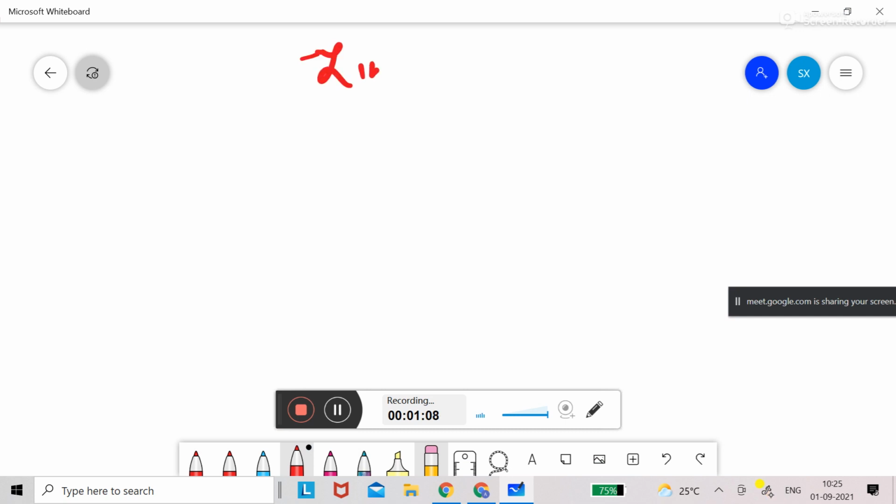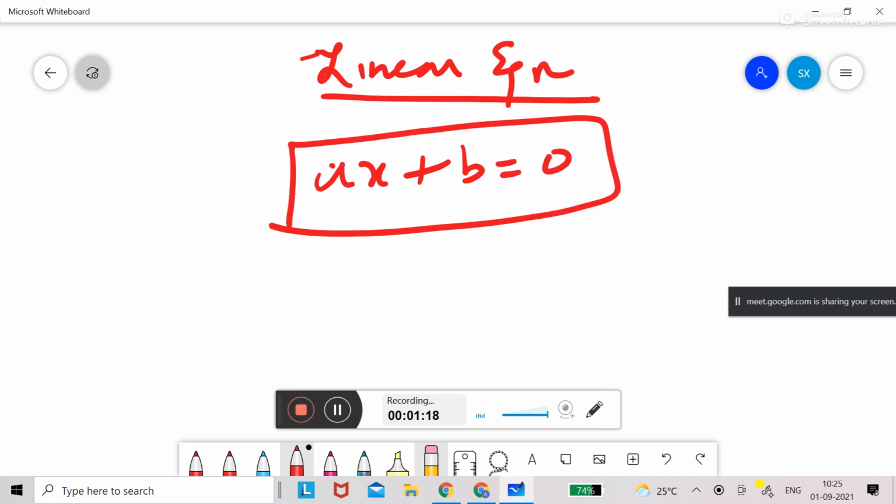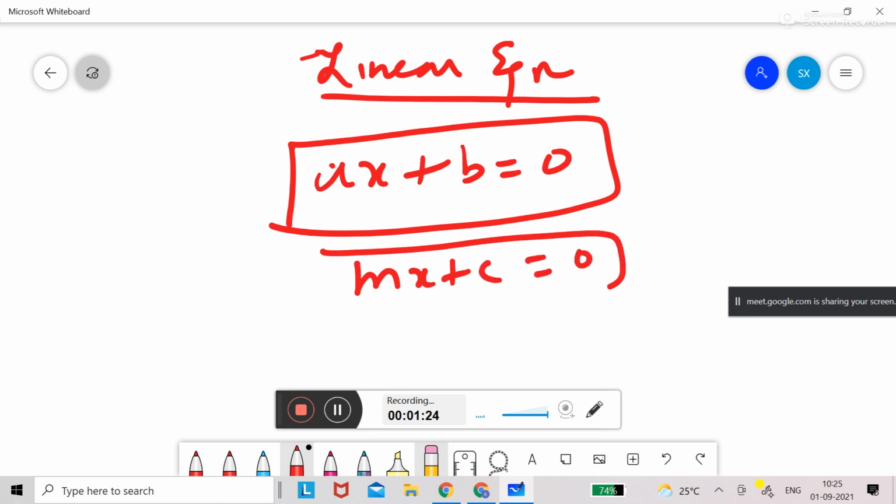So, linear equation. We are doing linear equation continuation. Usually ax plus b is equal to 0 is a linear equation in one variable, standard form. Otherwise they use mx plus c, where we call it y is equal to mx plus c. This can be 0 or y. One variable means 0. Two variables means y is equal to mx plus c, they will write like that.